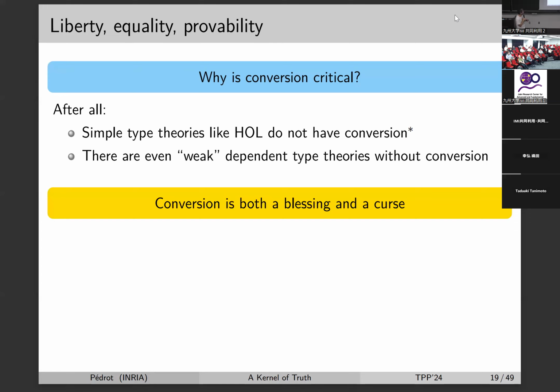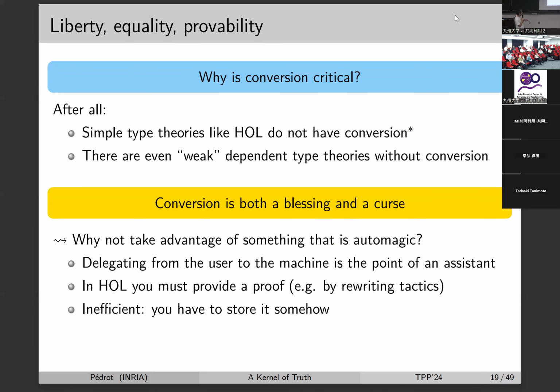But if you look into it for real, then you realize that conversion can be very positive and very negative at the same time. So since it's part of the kernel, it's magic. You don't have to care about it. It's a given. The kernel tells you, are these two things computable? So you don't have to rewrite things. You are happy when the less work you have to provide, the happier you are, right? You don't want to write tactics if things can be automatic. That's the point of a proof assistant.